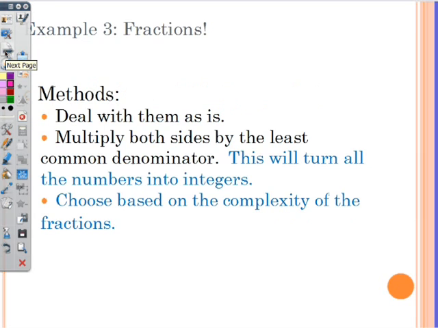Okay. Fractions. This is the last little bit here. Your choice is to either deal with them as is, get your common denominators, slog your way through it. It all will work out. It's all right. Or you can multiply both sides by the least common denominator. The nice thing about this method is that it turns all the numbers into integers. It essentially clears out the fractions. You can use either method. I usually choose based on how challenging the problem is.